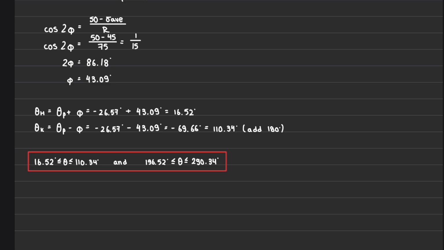Because a 2D state of stress repeats every 180 degrees as the element spins, we just add 180 degrees to our limits to get our second valid region. So our final ranges are 16.52 to 110.34 and 196.52 to 290.34. And that is the physical and mathematical reasoning behind the solution.